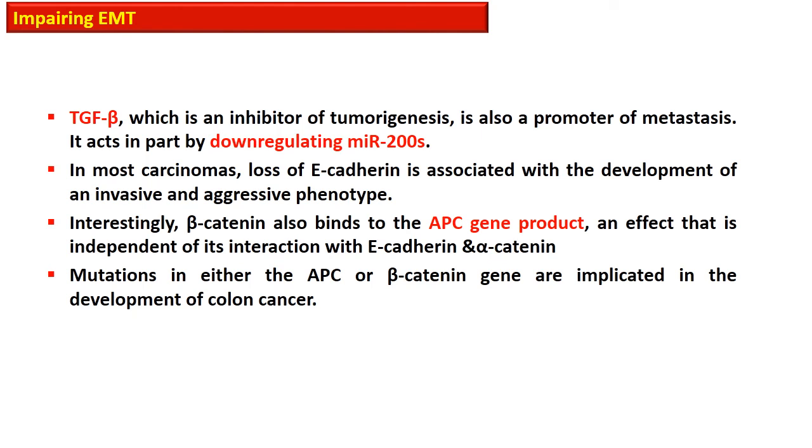And as we have seen in the video of the tumor suppressor genes, the beta-catenin also binds to the APC gene product. This effect is independent of its interaction with E-cadherin and alpha-catenin. Mutation in either the APC or beta-catenin gene are linked to the development of colon cancers.